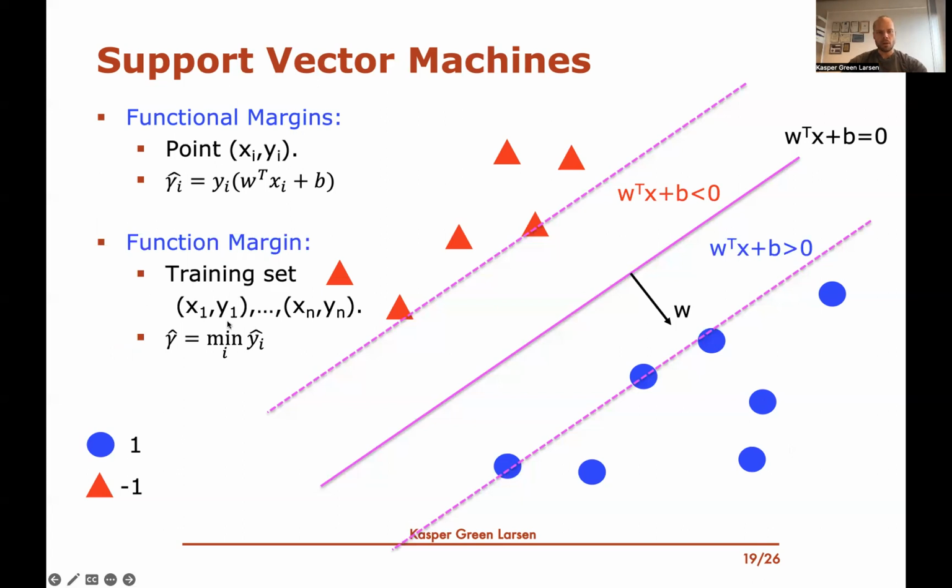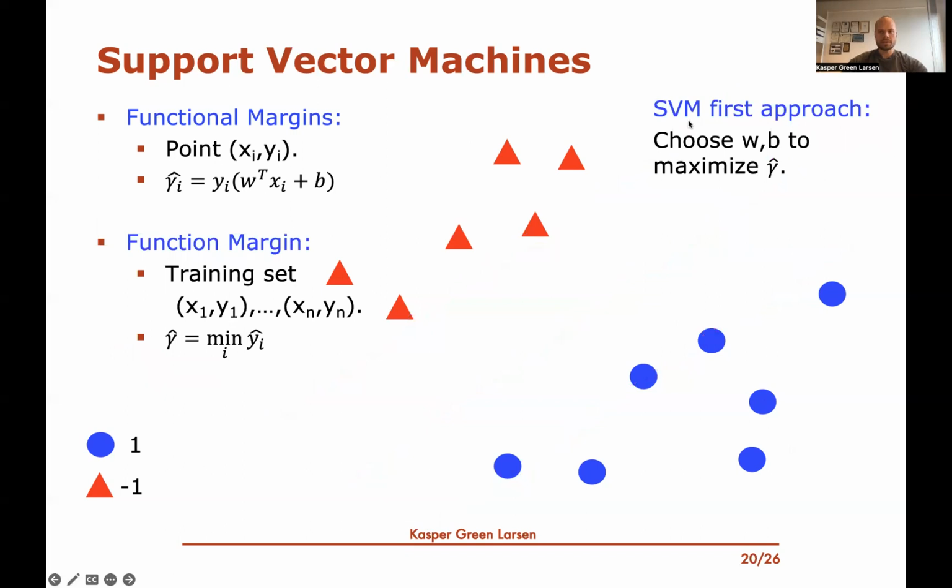The function margin is just the smallest of all these functional margins on all the training examples, right? So it's just the one that has the minimum margin. And the basic idea in support vector machines, it's not the final formulation, but the intuition, is that we would like to find parameters W and B, the parameters of the hyperplane, to maximize the function margin in particular. We want the smallest margin to be large, the smallest distance to the hyperplane to be large.